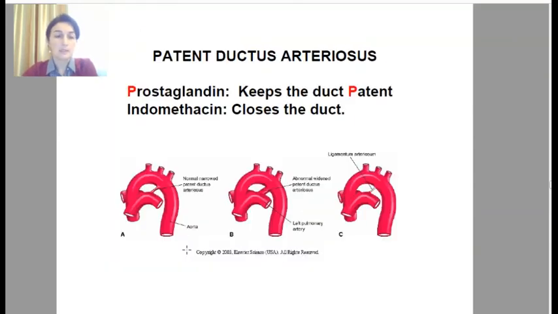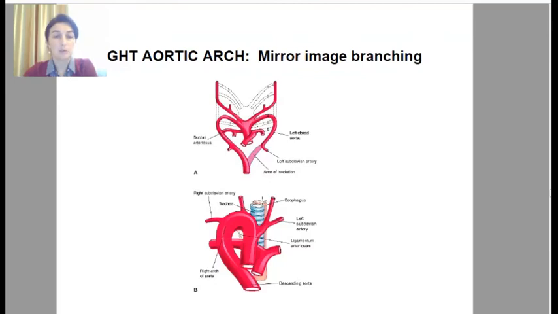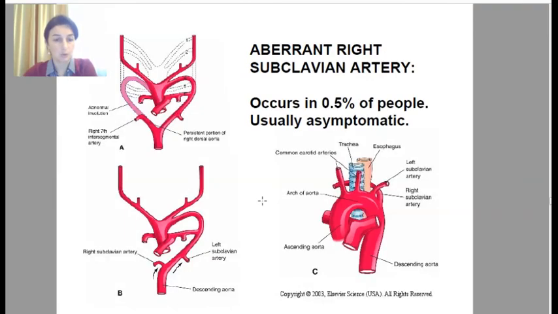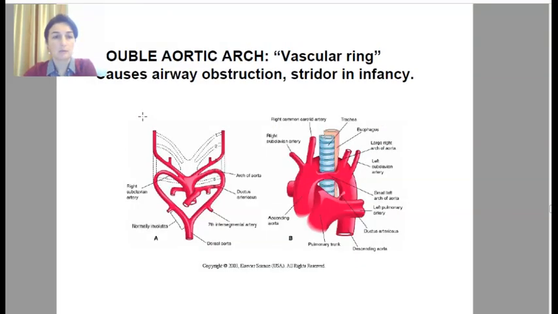And in some cases the ductus arteriosus will persist, and there are some substances which assist in constriction of it, that is indomethacin that closes the duct, but prostaglandins keep the lumen of the ductus arteriosus open. In some cases, 0.5% of people may have an aberrant right subclavian artery. It is usually asymptomatic, that we also have to know.